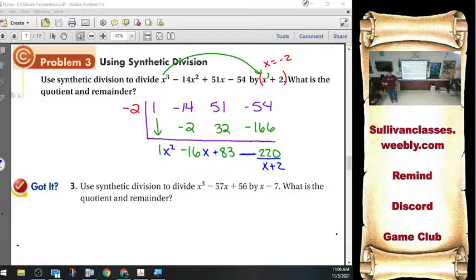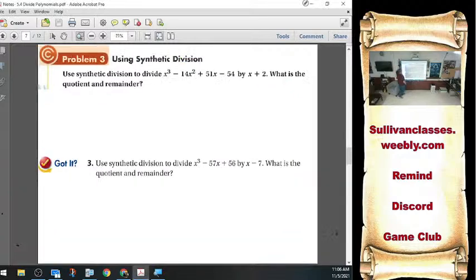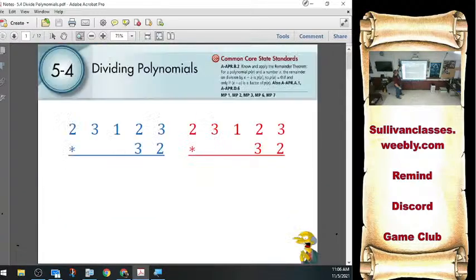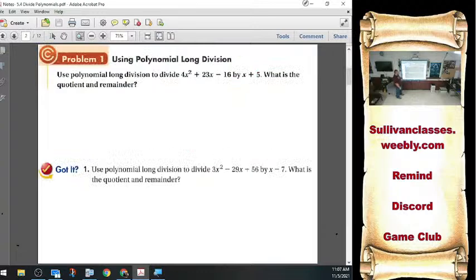Well, let's find out. We're going to back up a little bit, and I'm going to do synthetic on the ones that we've already done. I want you to look at how far into class we are. Okay. What if I back up all the way back here? And I said 4, 23, negative 16. What's the 0 of x plus 5? Negative 5.